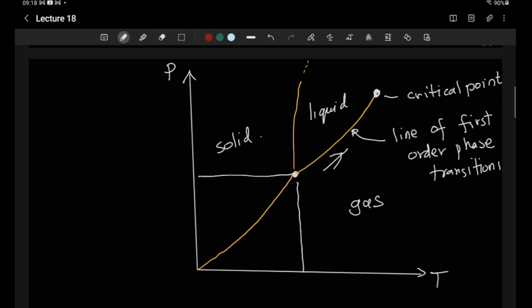Okay, so let's just postpone that. We won't discuss it now. Let's at least understand this phase diagram. Okay? So next, let's look at this line.